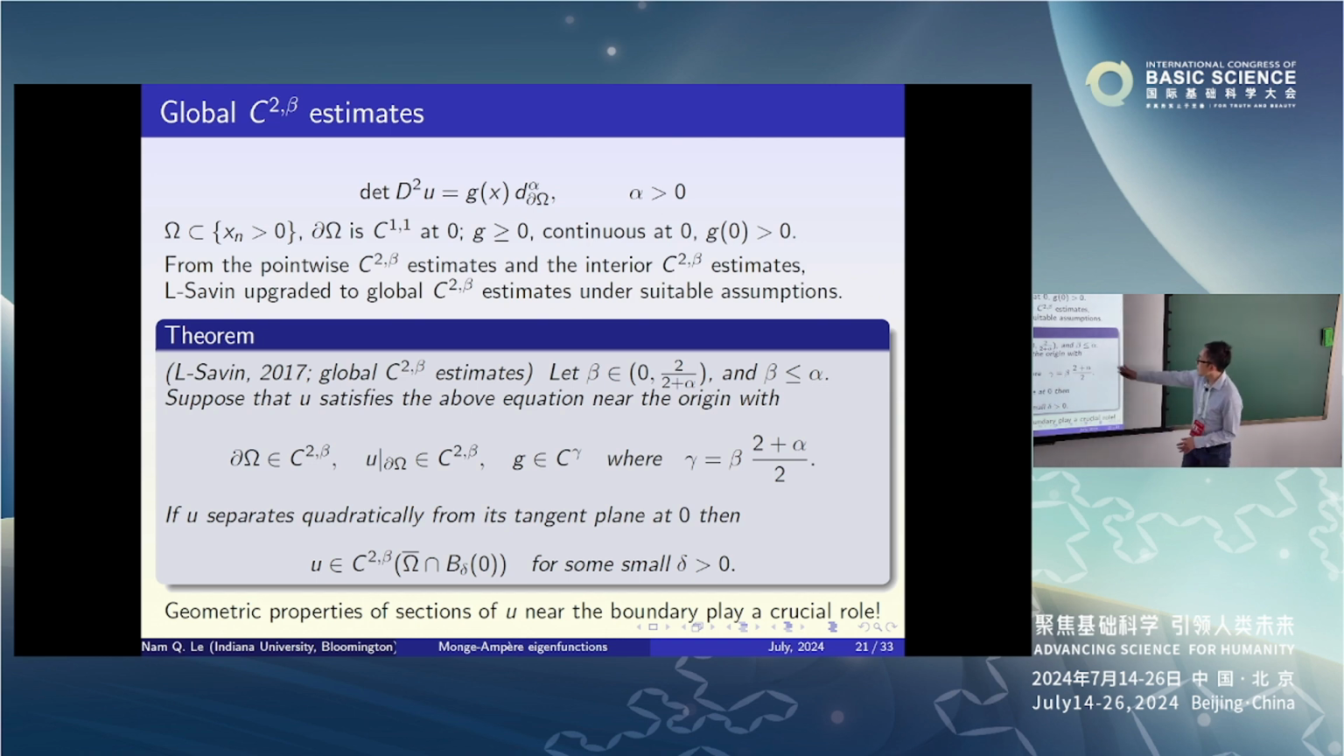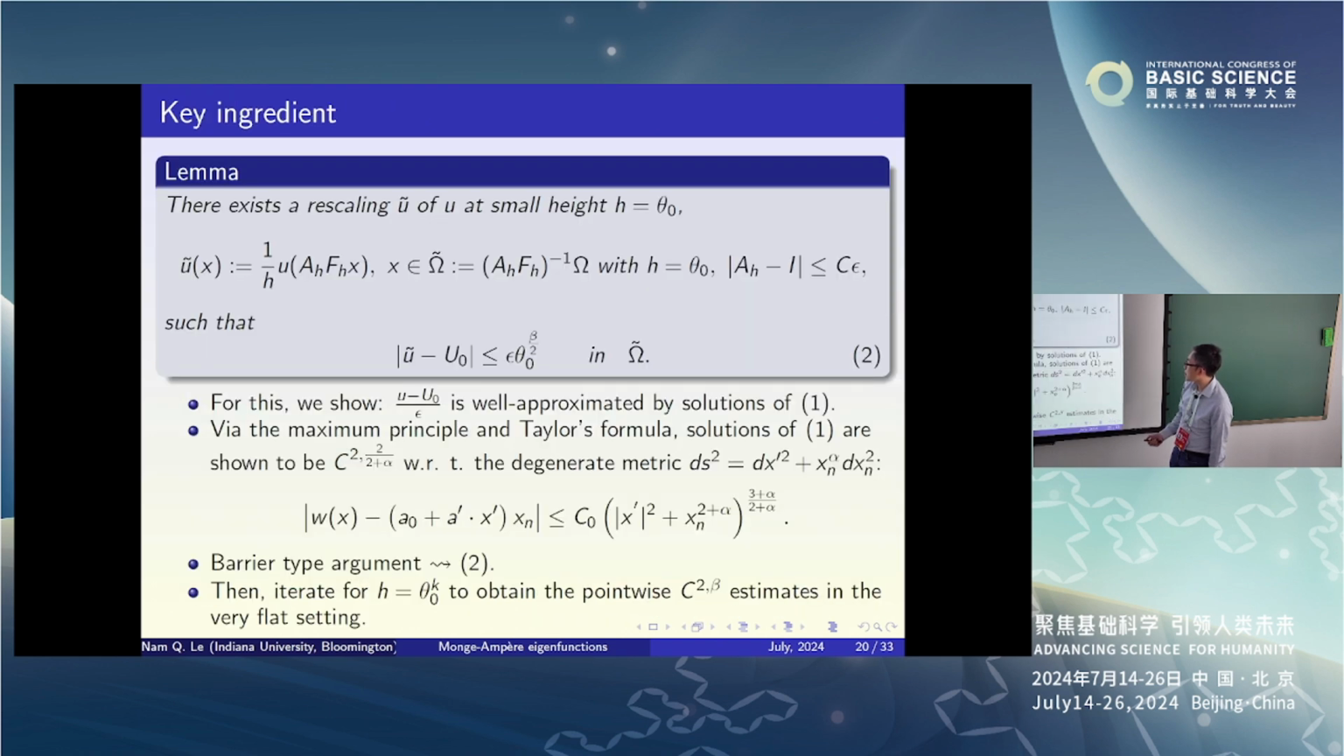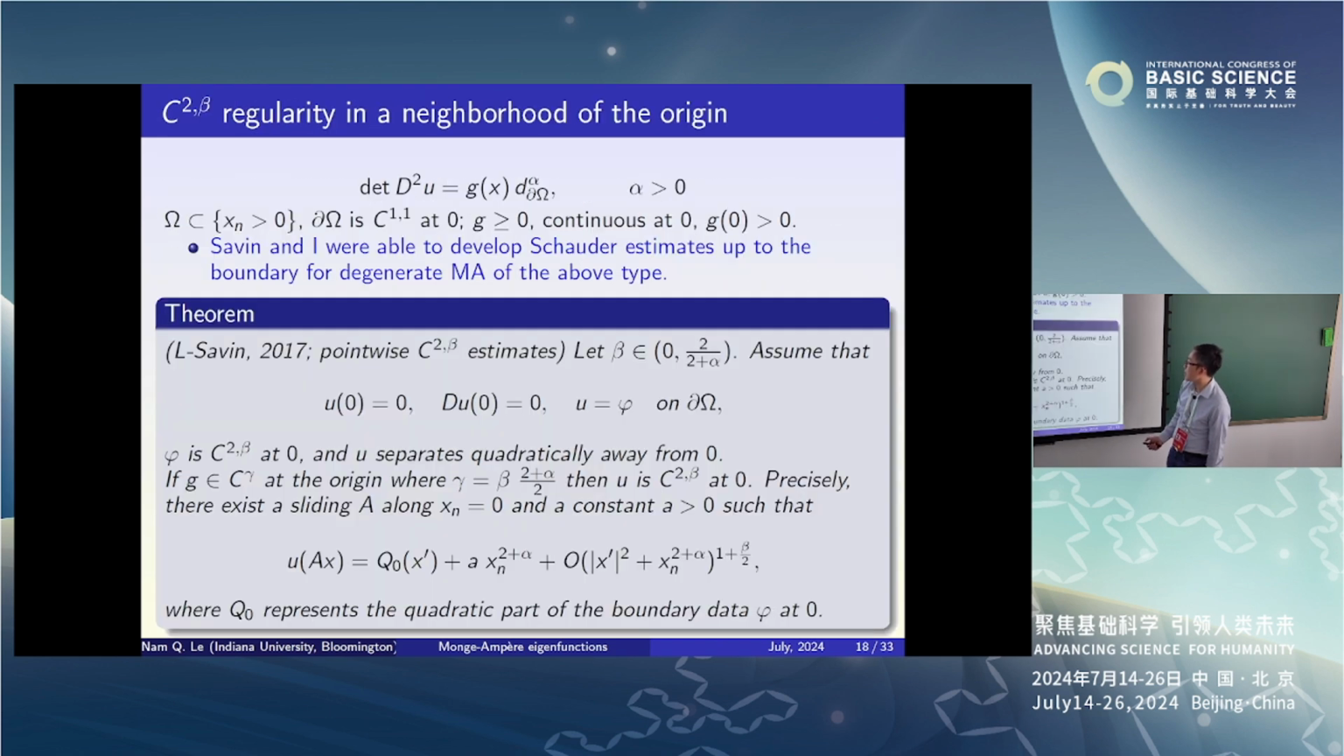And this technical condition arises because if we want to have C2 beta, that is very clear from the equation. If we look at this expansion here, this expansion is the pointwise estimate, but if you want to upgrade to the global estimate, so that you have C2 beta around one point, then beta must not be bigger than alpha. So that's clear from the expansion. All right.